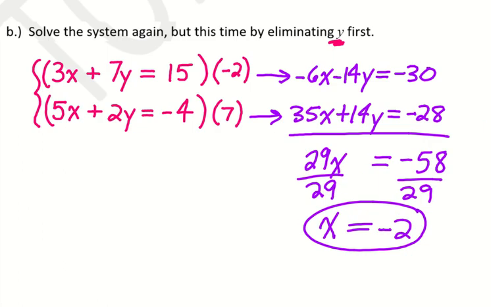Was I supposed to get negative 2? Yep. I mean, that was normal. That's what was supposed to happen. We're solving the same system twice in a row.